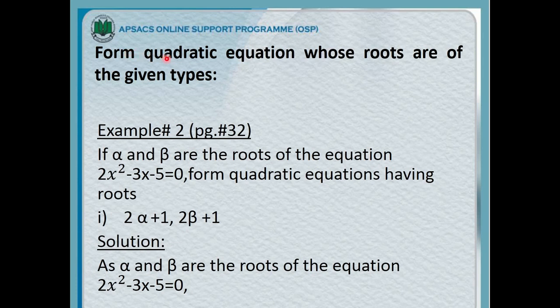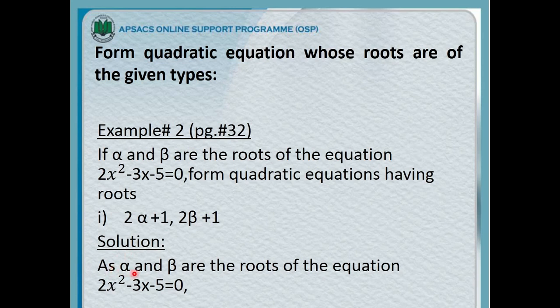Next topic is forming a quadratic equation whose roots are of the given types. So I am going to explain example number 2, that is on book page 32. If alpha and beta are the roots of the equation 2x square minus 3x minus 5 is equal to 0, now we have to form a quadratic equation having roots 2 alpha plus 1 and 2 beta plus 1.